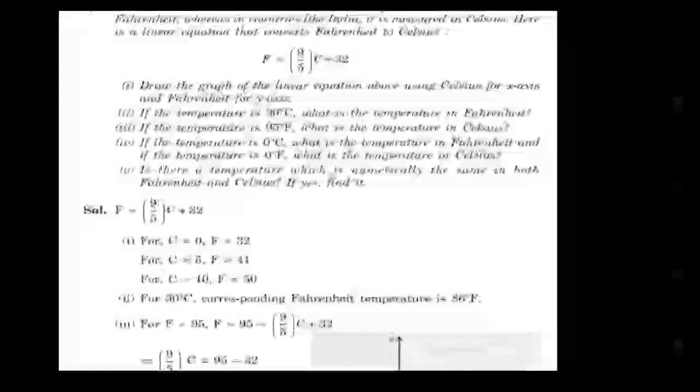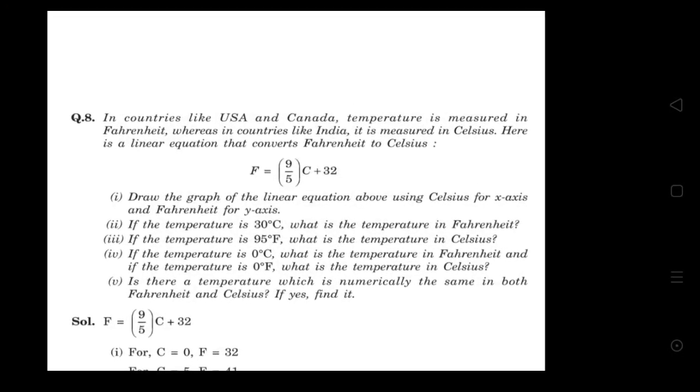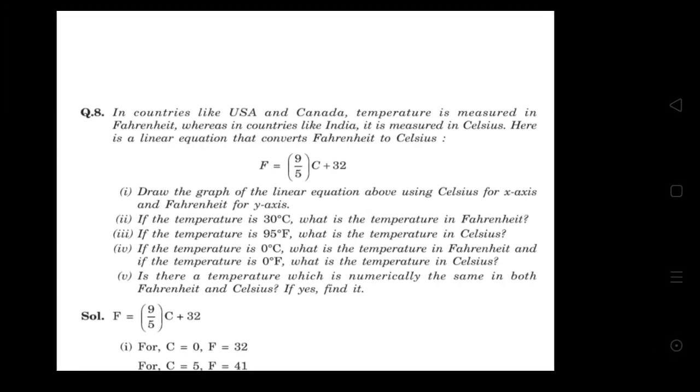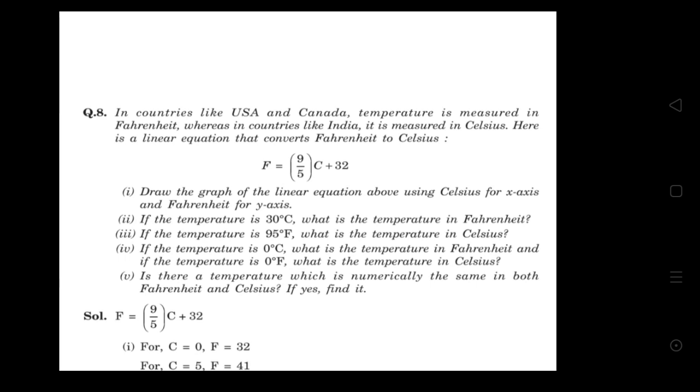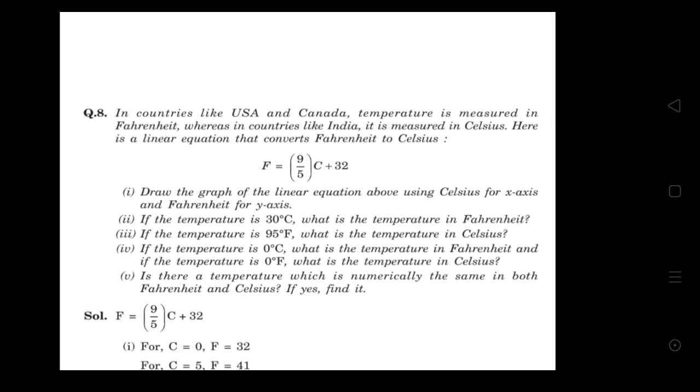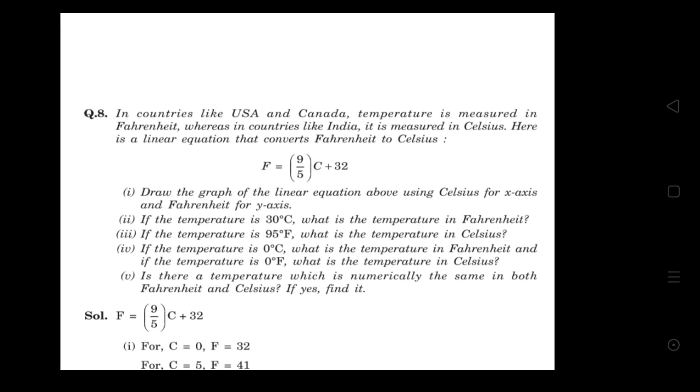Next, question number 8. In countries like USA and Canada, temperature is measured in Fahrenheit, whereas in countries like India, it is measured in Celsius. So here is a linear equation that converts Celsius to Fahrenheit: F equals 9 upon 5 C plus 32.